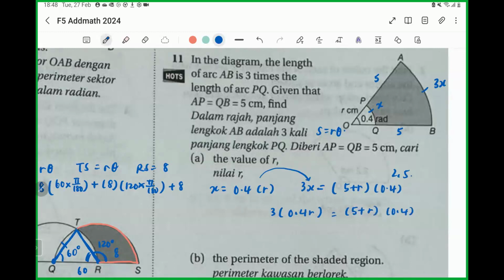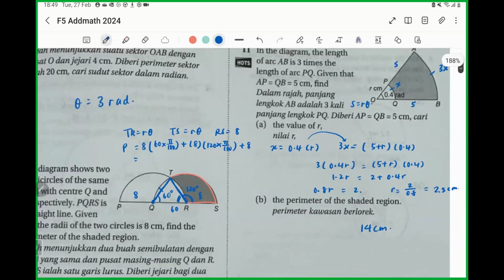Then you expand it. So 1.2 r equals to 2 plus 0.4 r. Group the r together. So you will have 0.8 r equals to 2. So r will be equals to 2 over 0.8, which is 2.5 cm.